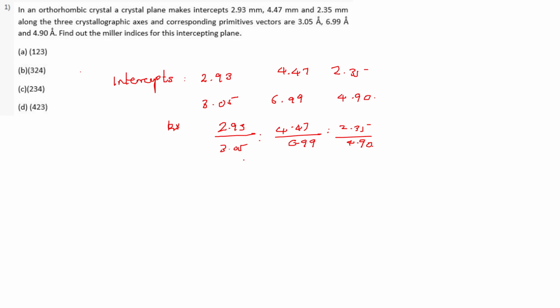So here the ratio will be 0.96 is to 0.64 is to 0.48, so it will be 6 is to 4 is to 3. Now we have to take the reciprocal of it, so it will be 1/6, 1/4, 1/3. So the answer will be 2 is to 3 is to 4. So 2, 3, 4 will be the Miller indices of the plane.